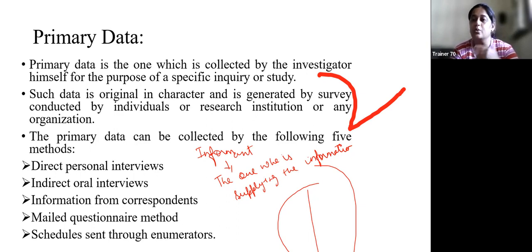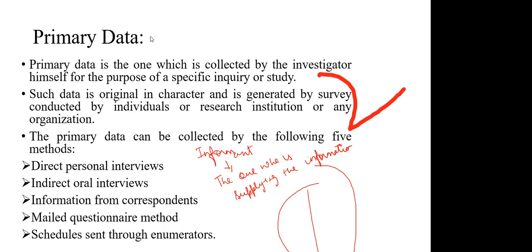Questionnaire is something which you are going to fill on your own. मैंने questionnaire बनाया है, मैंने आपको mail किया है. This is something you have to fill on your own. You have to supply the information. Schedule is also a list of questions, but an enumerator or the interviewer will come to you, ask you a list of questions, and he himself will note all the answers in your presence. This is called schedules sent through enumerators.